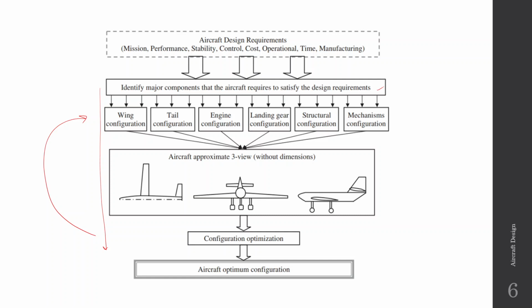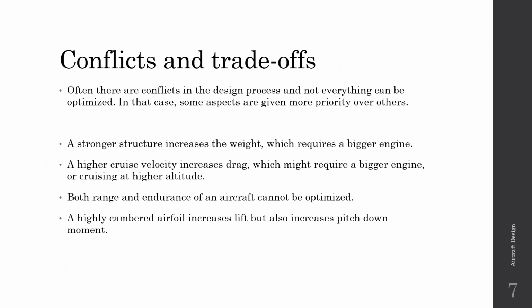In some aircraft we might optimize for range, because they have to go a long distance, so in those cases we give more priority to the range. But for some aircraft we might give more priority to maneuverability. Depending on what is required, we give priority to that property. So often there are conflicts in the design process, and not everything can be optimized. In that case, some aspects are given more priority over others.